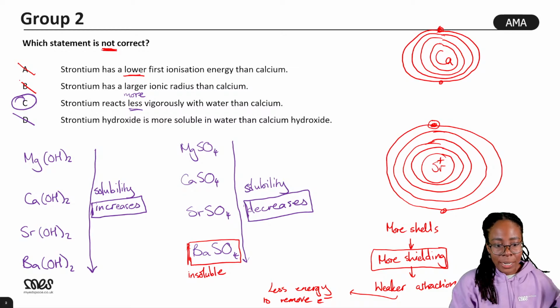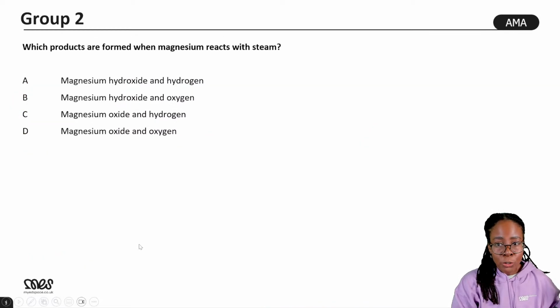Okay, let's go to our next question. Still on group 2. Which products are formed when magnesium reacts with steam?